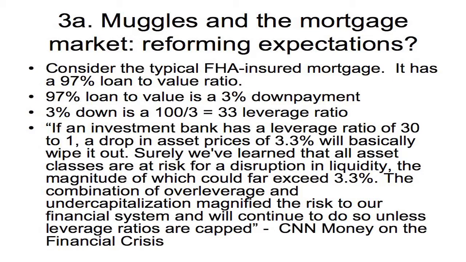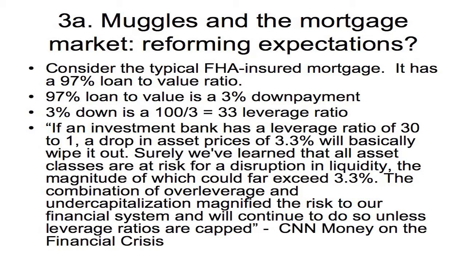Okay, so FHA has a 97% loan-to-value ratio. 97% loan-to-value is a 3% down payment. A 3% down payment means that the asset value of 100 divided by 3% equity is 33. It's a leverage ratio. Leverage ratio is the asset value divided by the equity. That's 33.